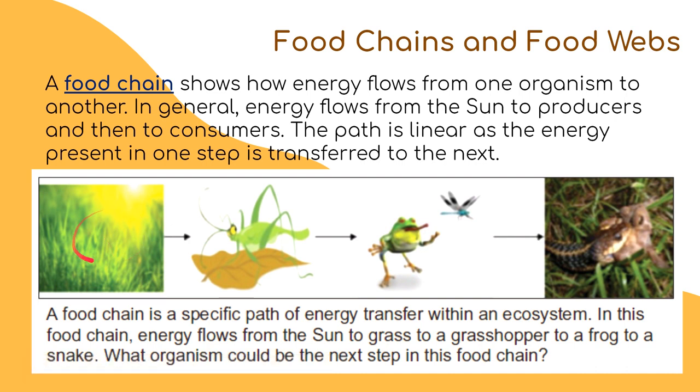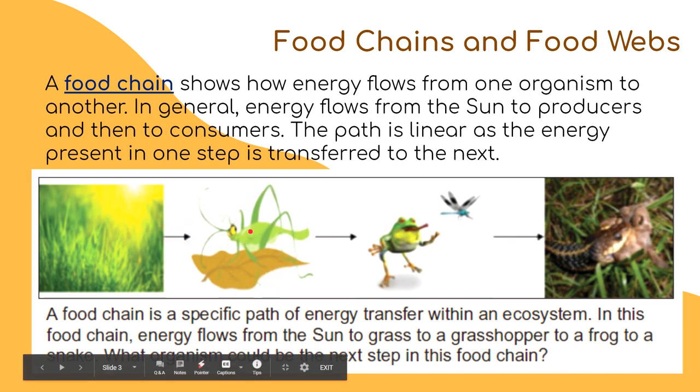A food chain starts with the sun, followed by the producers, who are capable of photosynthesis. Those producers are eaten by your primary consumers, which are always herbivores, because all their diet is mostly composed of plants and algae. In this example, those are grasshoppers.